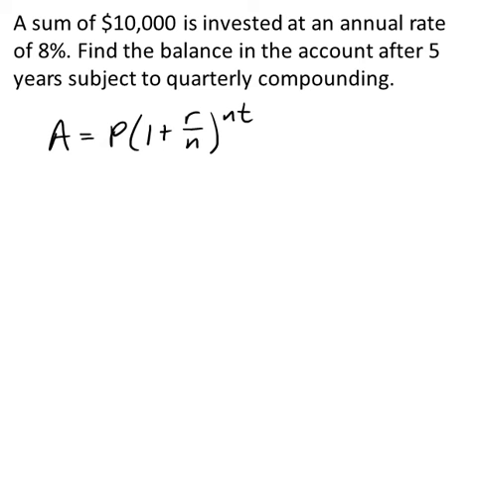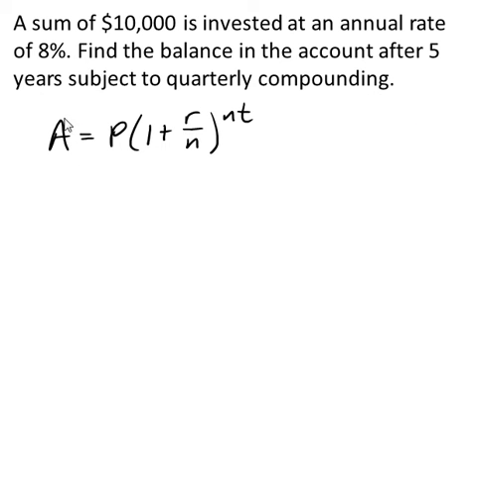For this problem, we're going to be using the formula that I've written down here. This is the compound interest formula, and we're going to invest $10,000 at a rate of 8%, and we're looking for the balance in the account after 5 years, subject to quarterly compounding.